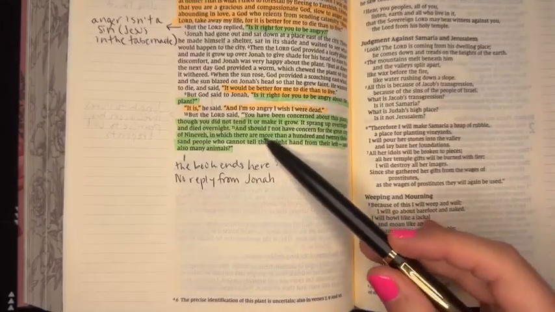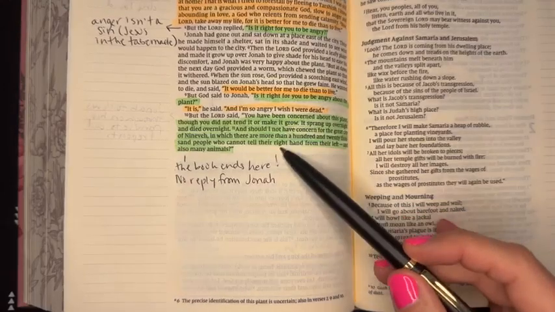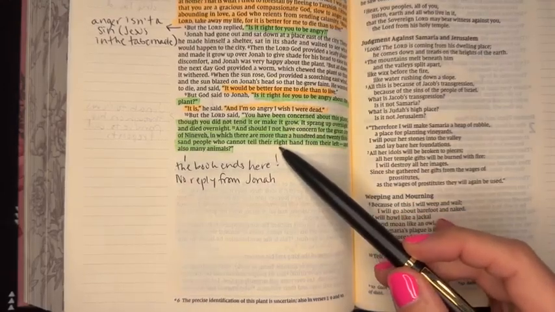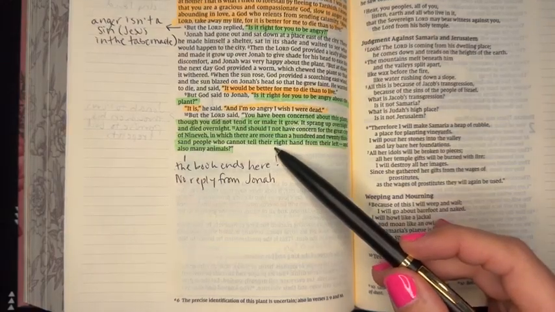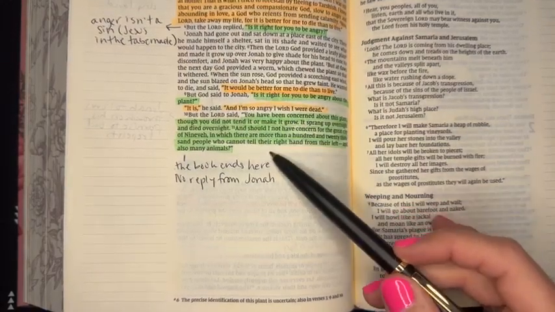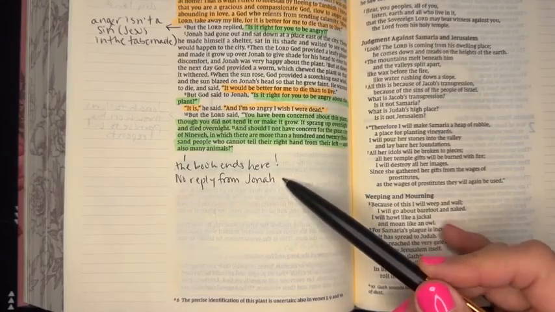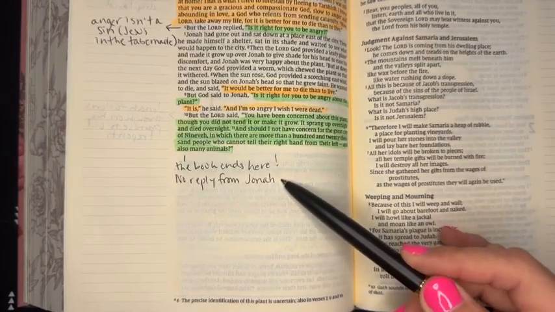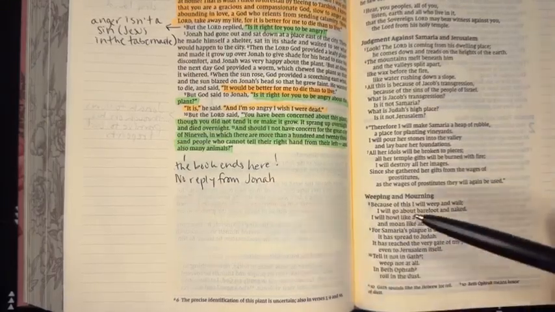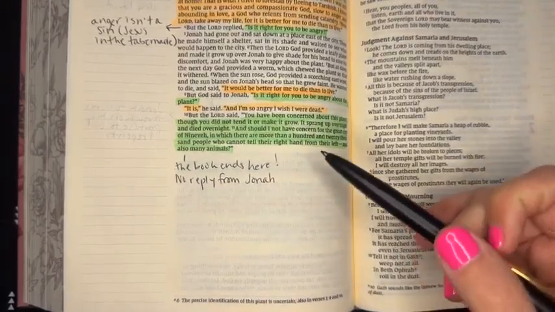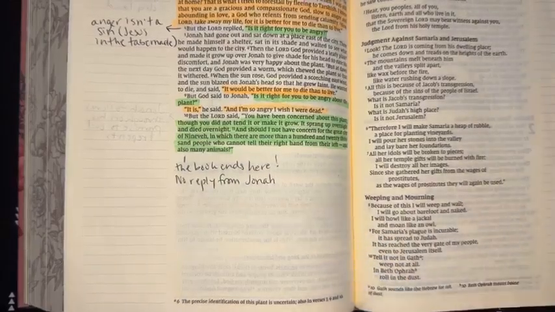He's telling Jonah, this plant that I just gave you, that gave you shelter and made you happy, you didn't tend to it. You didn't grow it. You didn't do anything about it. So you have no right to be angry when it's gone. So he's basically putting Jonah in his place like he puts Job in his place and says, if you're going to trust me, if you're going to follow me, you've got to trust me. And remember, I created you. I created this plant. I created these people.